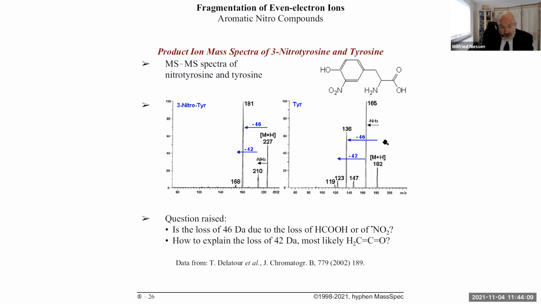Another thing which we noted in both spectra are losses of ammonia followed by a loss of 42. And if I look at this structure, I cannot immediately propose a fragmentation which would lead to the loss of 42. So there are two things I want to explore. Is the 46 loss due to a loss of formic acid or NO2 dot? And how to explain the 42 loss, which most likely is CH2CO.